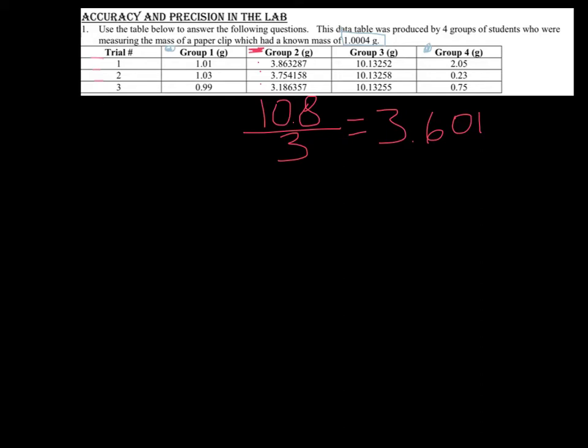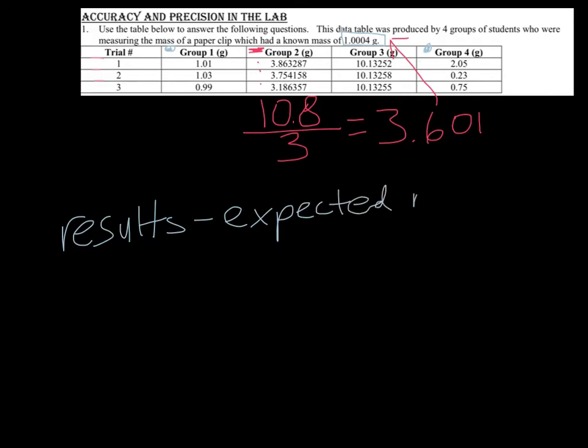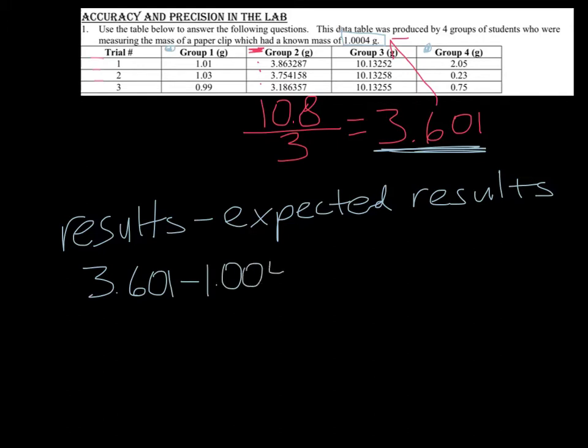So let's look at our average compared to our expected results. That's how we find our error. So error is results minus my expected results. In this case, my results were 3.601 minus my expected 1.004. Now if I were to do this, this would give me error, but error is not exactly clear. If I say I have an error of 2.6, you don't really know what that means. However, if I say I have an error of 25%, you kind of understand something is off by about 25%.